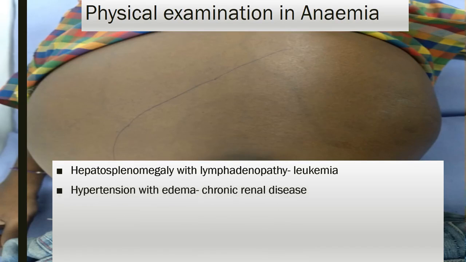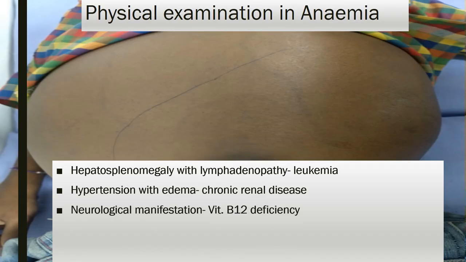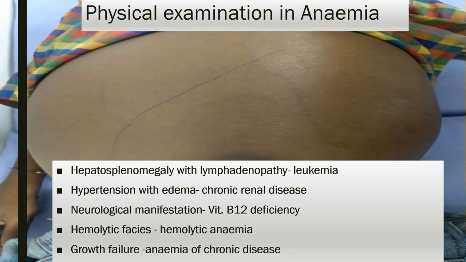If the child is having hypertension with edema, we should think about chronic renal disease. If the child is having neurological manifestation with the anemia, we should think about B12 deficiency. If hemolytic facies are there, then hemolytic anemia. If growth failure, then anemia of chronic disease should be suspected.